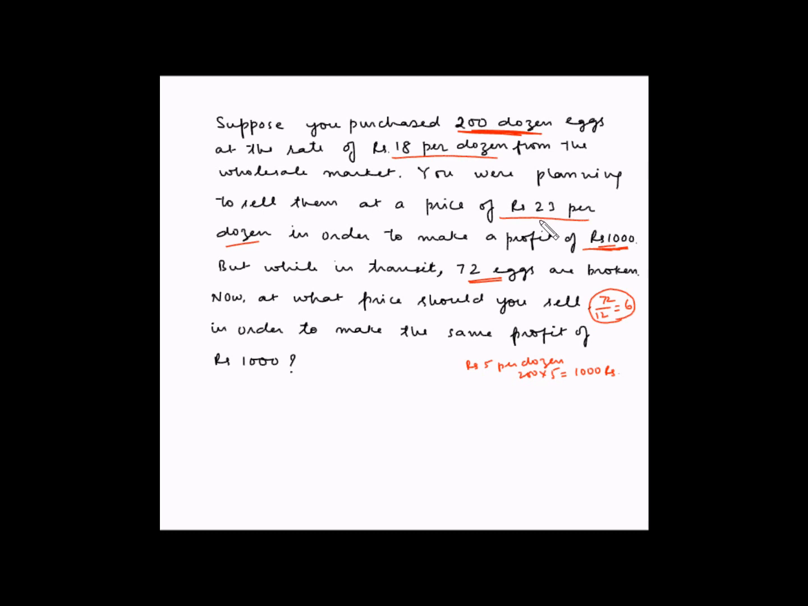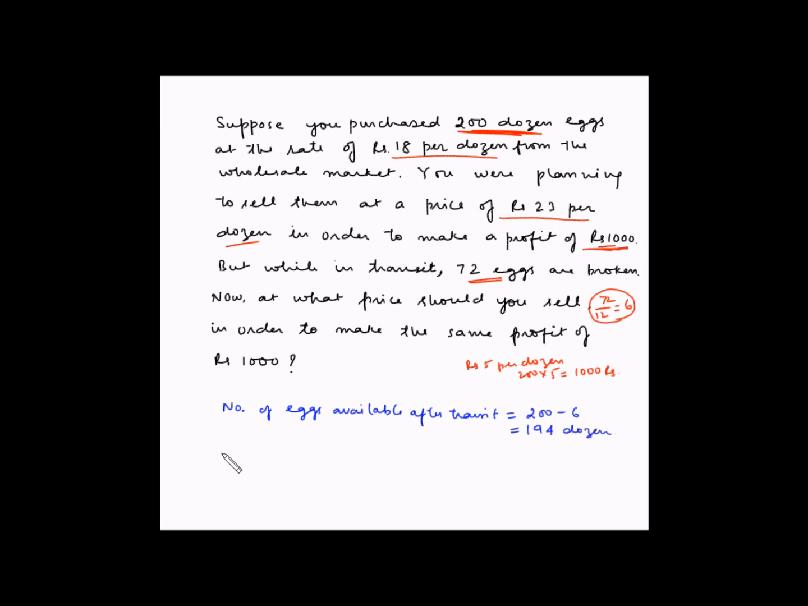Now we want to find out how much would be the selling price per dozen. So here the number of eggs available after transit is equal to 200 minus 6, which is equal to 194 dozen.